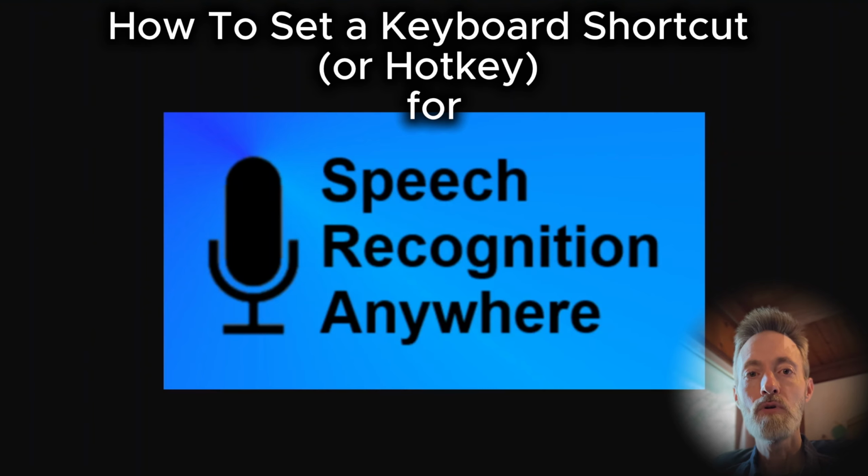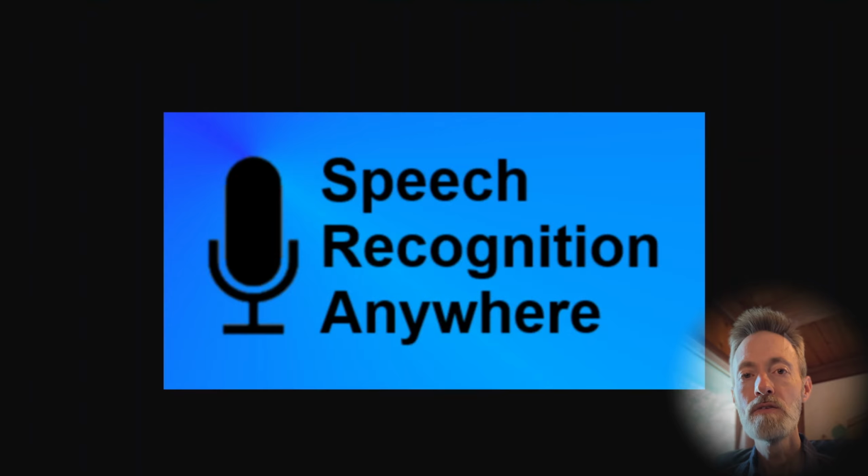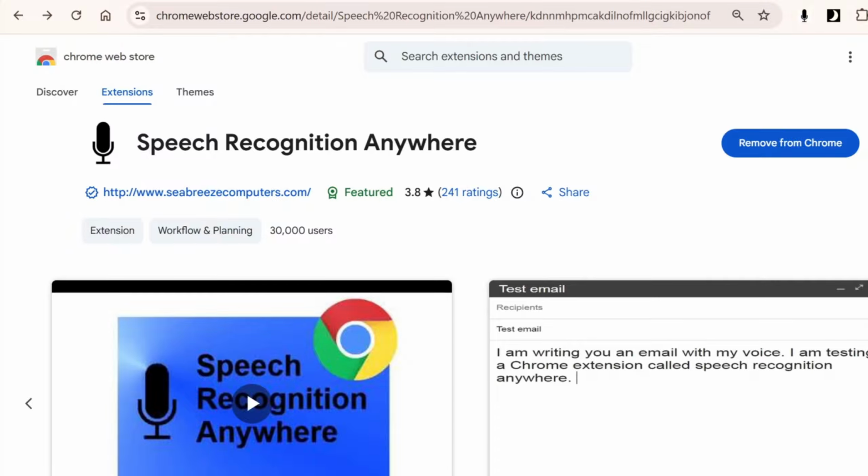How to set a keyboard shortcut or hotkey for Speech Recognition Anywhere. Speech Recognition Anywhere is a browser extension that allows you to use your voice to control the internet or to type documents or fill out forms on the internet using your voice. You can get Speech Recognition Anywhere at the Chrome Web Store.